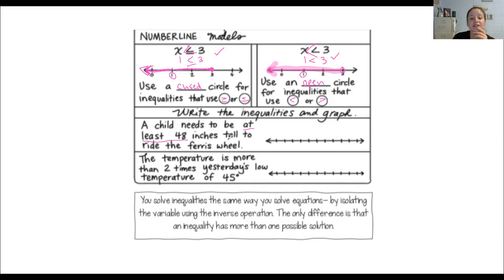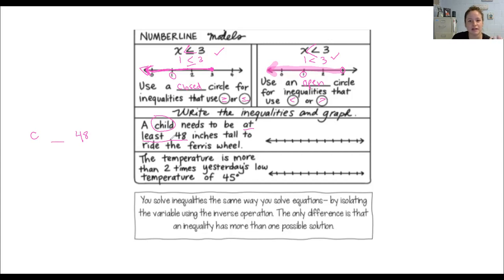So first of all, we need a variable to represent the child. What is a good letter we can use for that? C. Very good. Okay, it says needs to be at least 48. So we know we're comparing it to the number 48. Now we just have to figure out what symbol to put in between the two. And like we were saying, you could be 48 inches and still go on there. So we know that it can be equal to. So we're going to go ahead and put that line there.